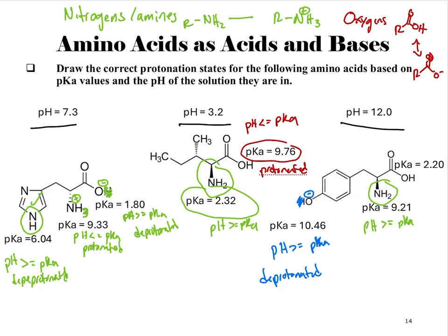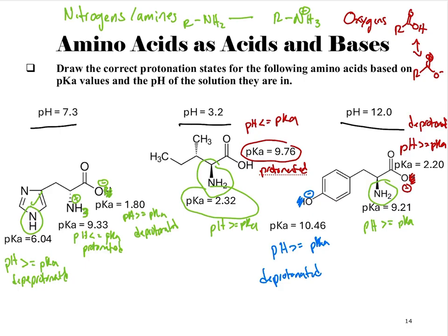And then the carboxylic acid group, the pH is greater than or equal to the pKa. So then it's going to be deprotonated. So this goes from OH to O minus there. So if it was an exam or a quiz, I'd probably just have you redraw the molecule in the correct protonation state for all of the groups here.